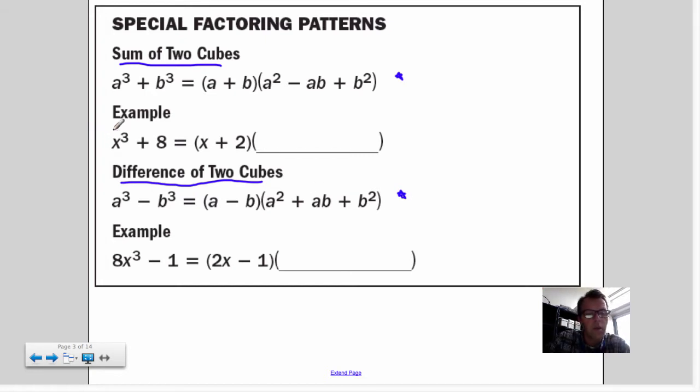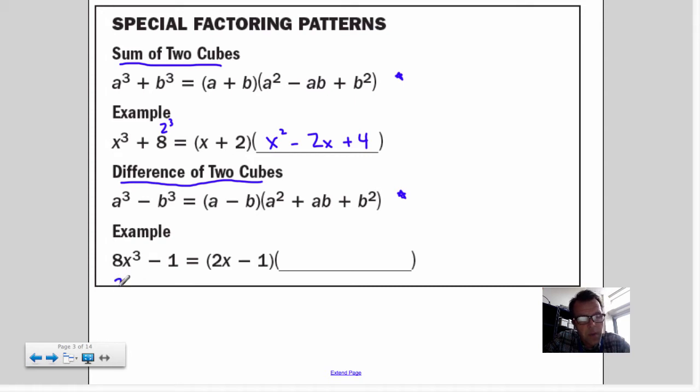So how do we look at this? Well, in the example, we have x to the power 3 plus 8. The key for you is to recognize that 8 is really 2 to the power 3. So in the formula, a would be x and b would be 2. So I just plug into the formula. It says a plus b, so it's x plus 2. And it says a squared, which would be x squared, minus a times b, which would be 2x. And then we're squaring the b term. 2 squared is 4.